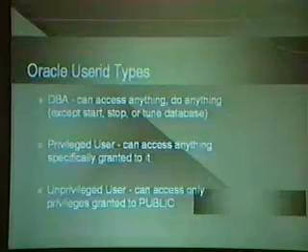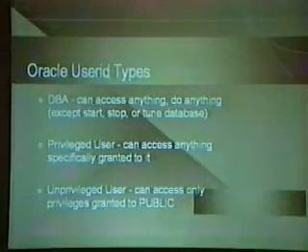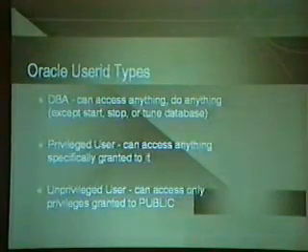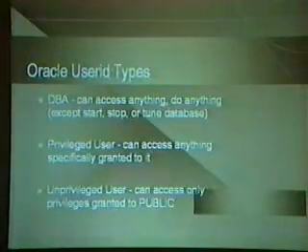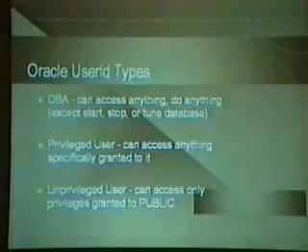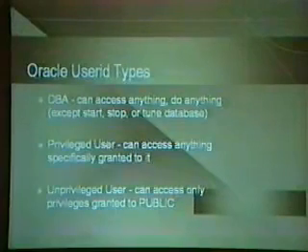The types of user IDs that exist in an Oracle database. DBA, Database Administrator, basically can do anything they want. This is the God ID within Oracle. A privileged user is a user that has been granted specific privileges to data elements within the database. And an unprivileged user can be a user ID that's been created but has been given no privileges but can access anything that's been granted to public.